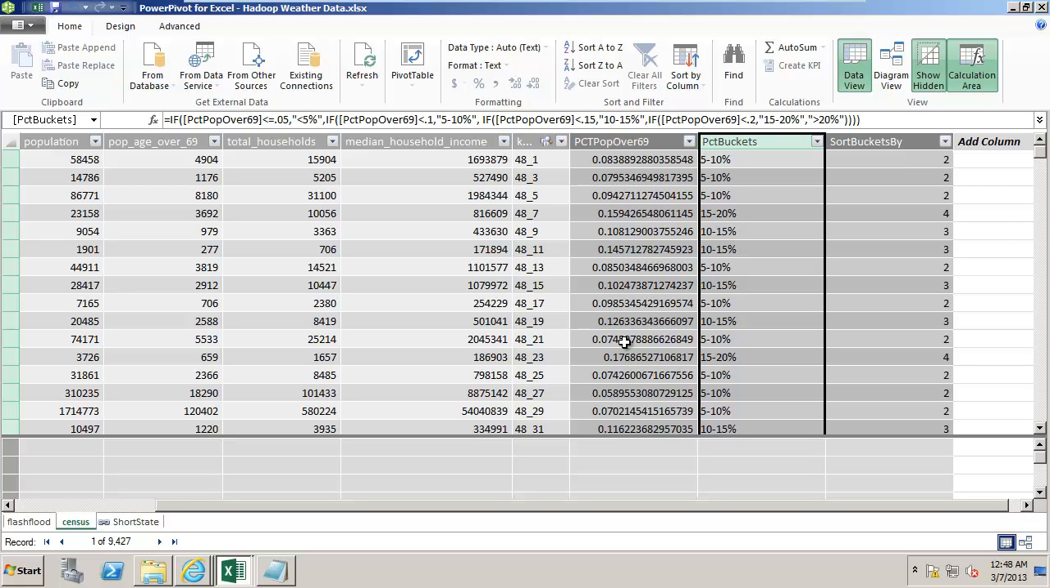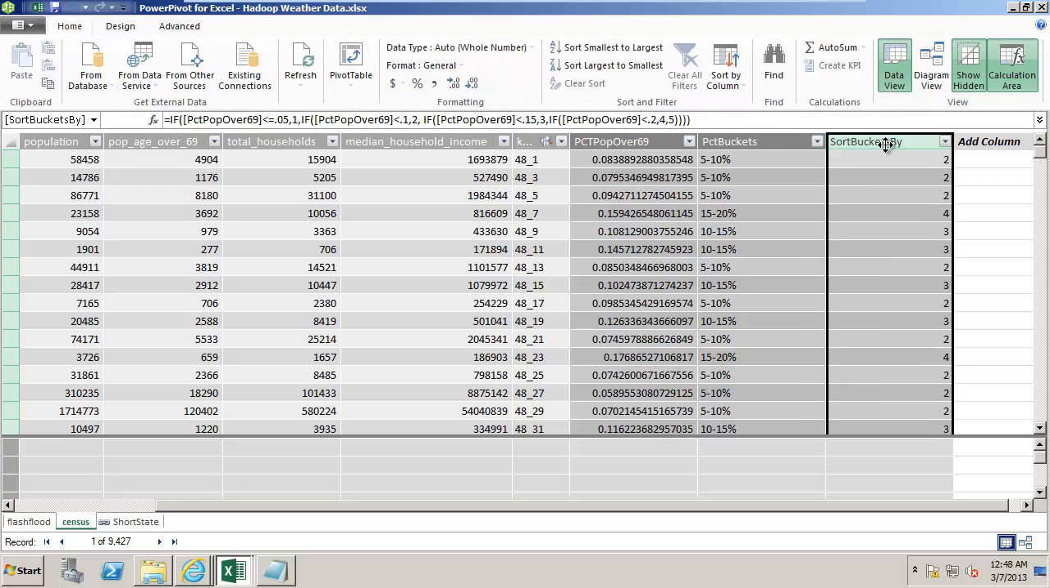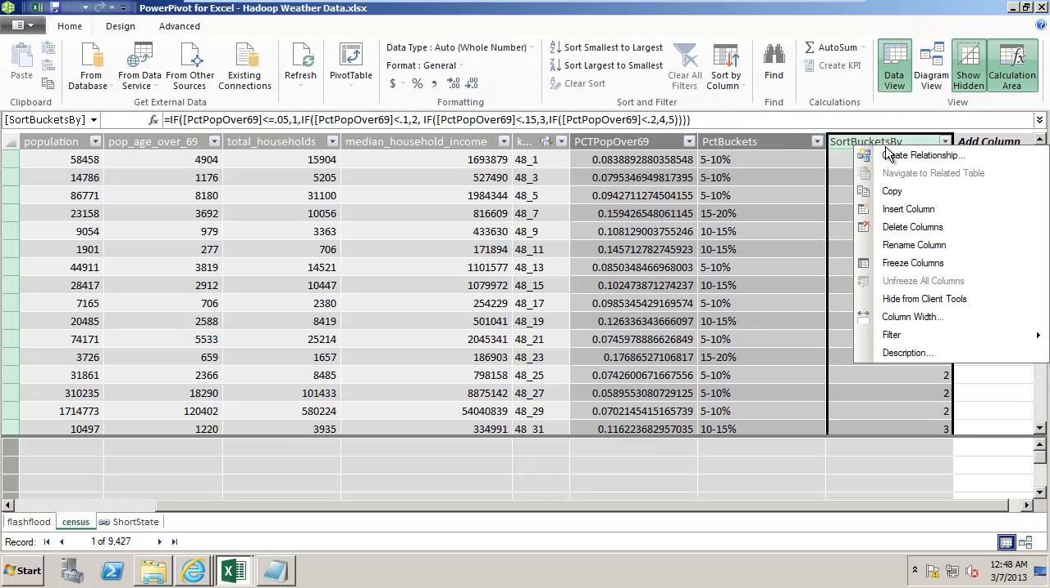And then what we'll start to do is have a quick look at the formula. We can see where the cursor is, that it's not very easy to read. And the population itself isn't very clear either, because it's just a lot of integers. However, when we start to look at the PC buckets column and the sort buckets by column, we can see that they are much more easy to quickly read.